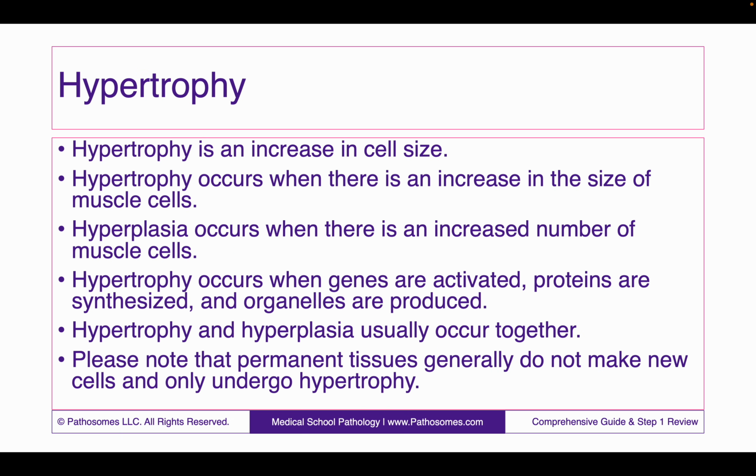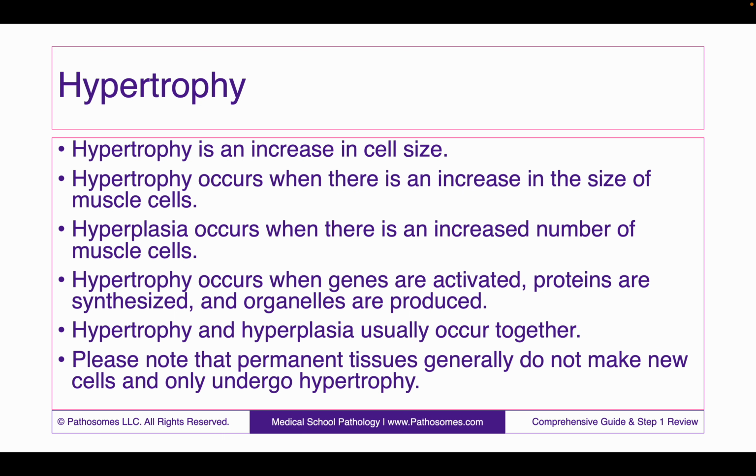On the flip side, hypertrophy is just bigger. It's an increase in cell size. Hypertrophy occurs when there is an increase in the size of muscle cells. Hyperplasia occurs when there is an increased number of muscle cells. Hypertrophy occurs when genes are activated, proteins are synthesized, and organelles are produced.